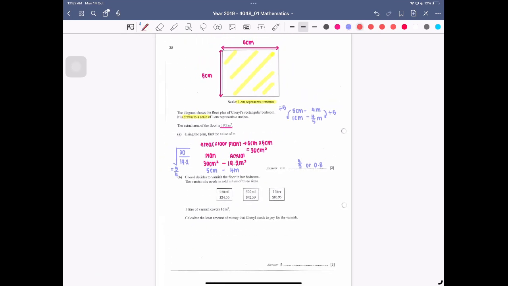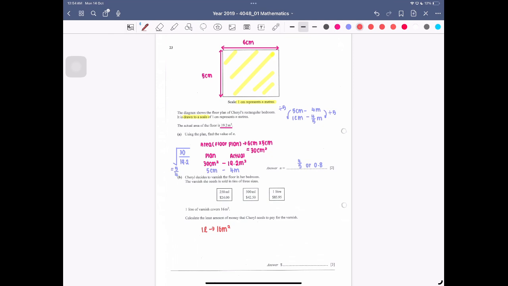(23B) Cheryl decides to varnish the floor in the bedroom. The varnish she needs is sold in tins of 3 sizes. And we have 1 liter of varnish covers 16 meters square. Calculate the least amount of money that Cheryl needs to pay for the varnish. So take a look here. The actual area is 19.2 meters square, and 1 liter of varnish covers 16 meters square.